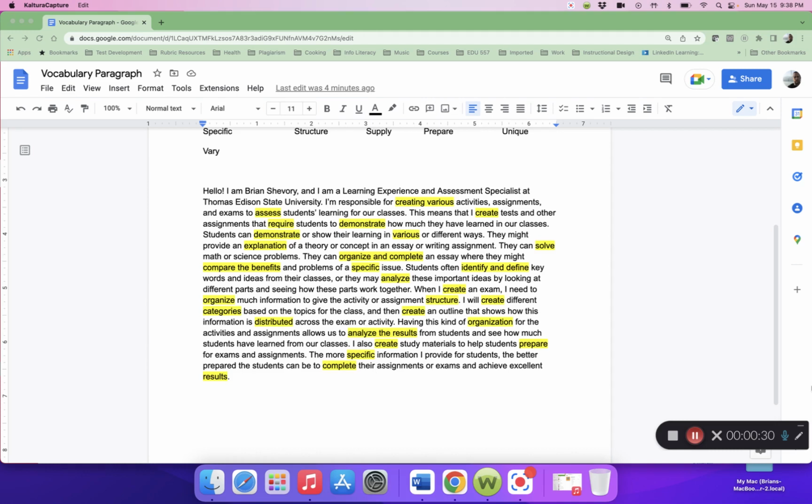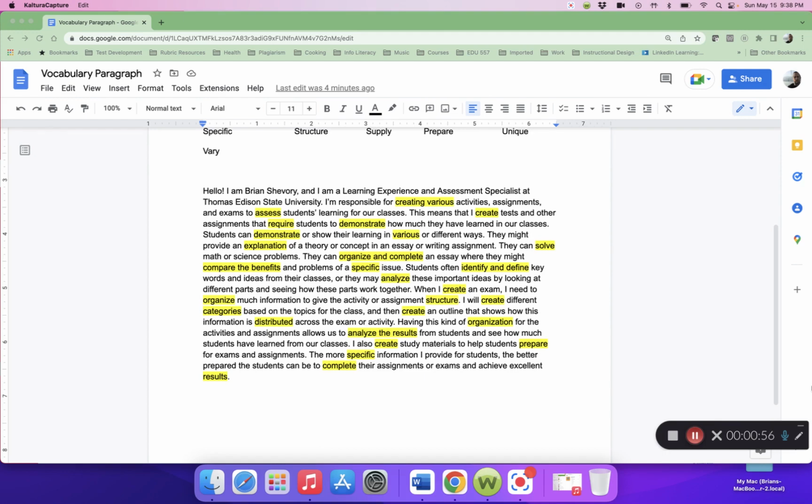Students can demonstrate or show their learning in various or different ways. They might provide an explanation of a theory or concept in an essay or writing assignment. They can solve math or science problems. They can organize and complete an essay where they might compare the benefits and problems of a specific issue. Students often identify and define keywords and ideas from their classes, or they may analyze these important ideas by looking at different parts and seeing how these parts work together.